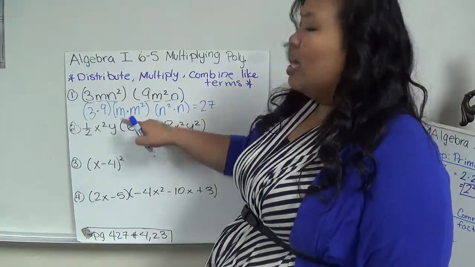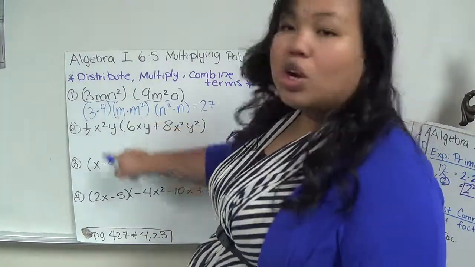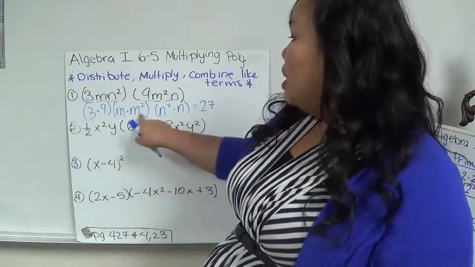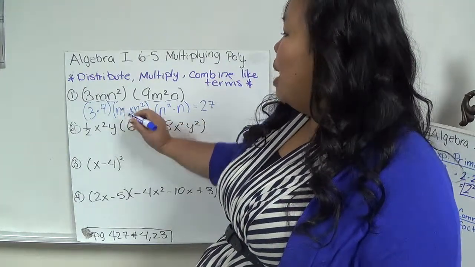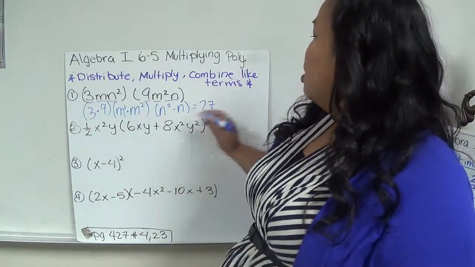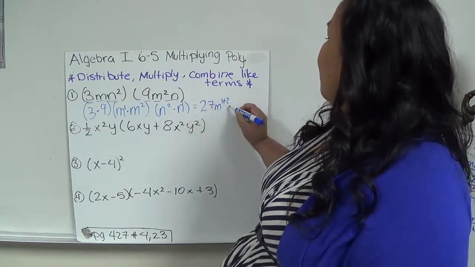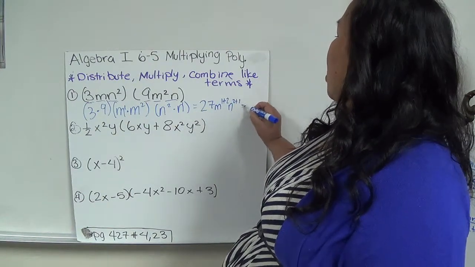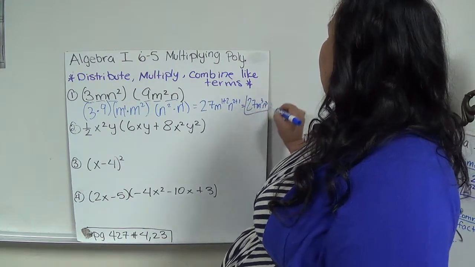Now when I'm multiplying terms with the same base, what I do with the exponents is I add them. The terms have to be the same. I can't multiply m with n, but I can multiply m with m. And this m has a 1 because there's no number, so it's to the power of 1. So I do m to the 1 plus 2, and n to the 2 plus 1. This gives me 27 m to the third n to the third. Okay?